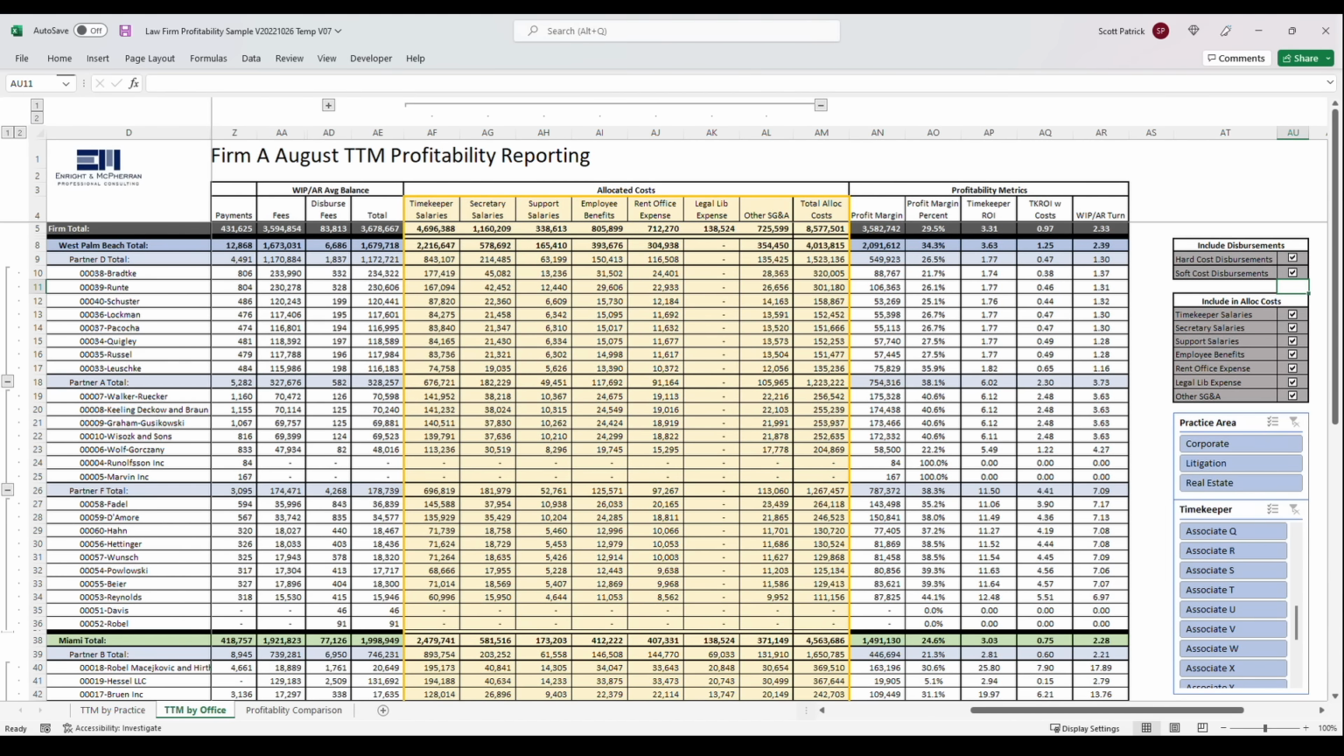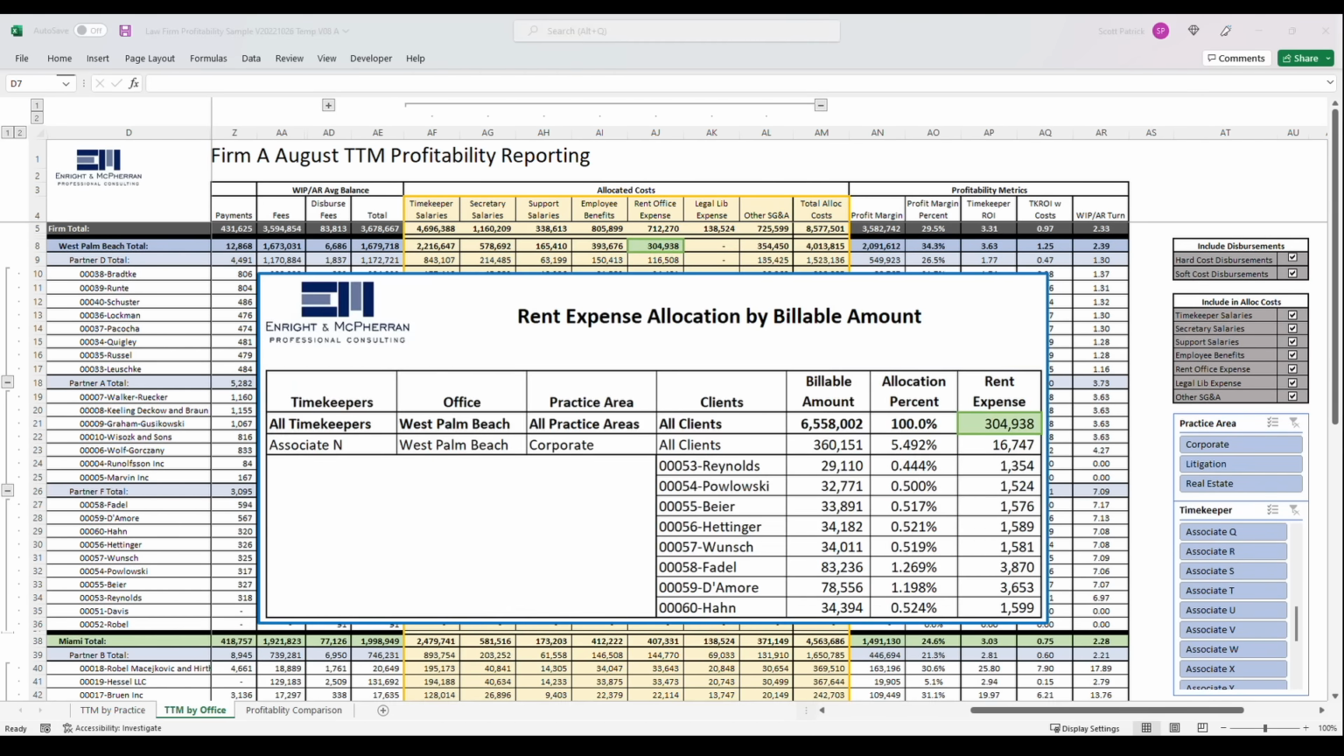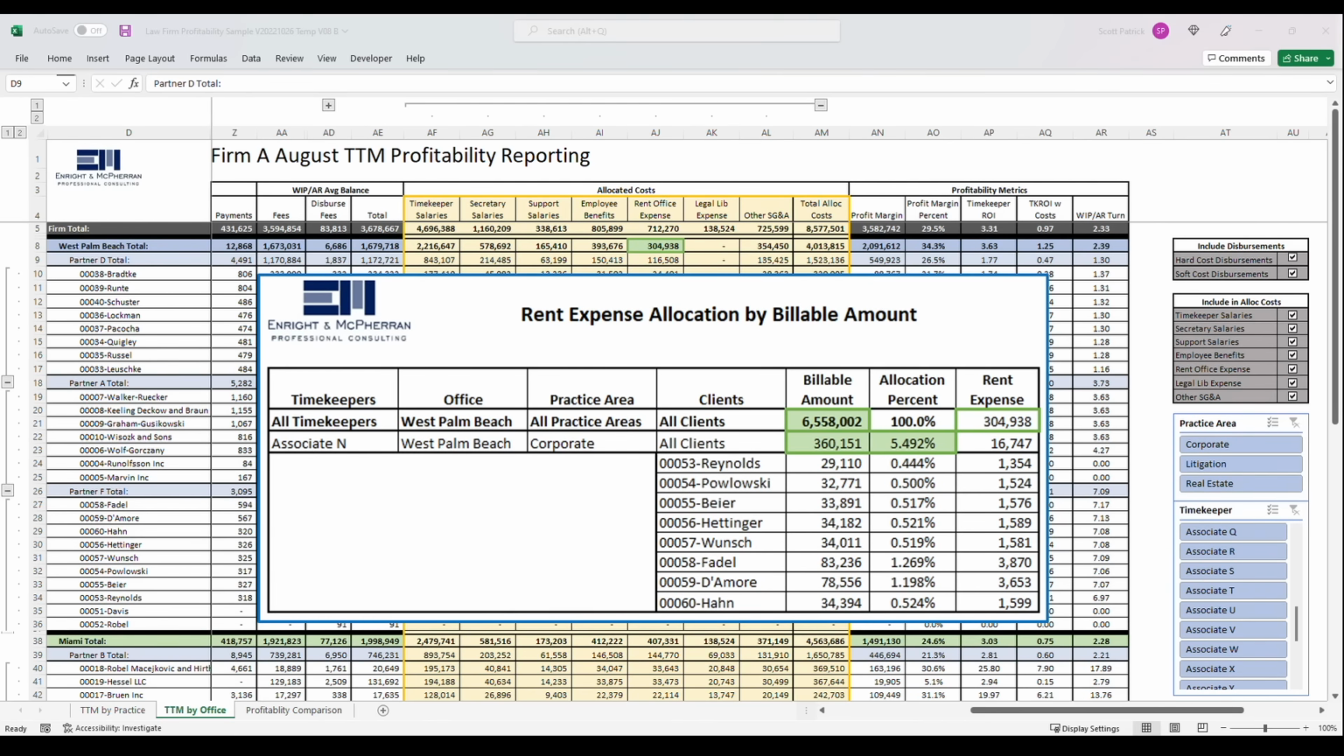We have a script that allocates each expense down to the lowest level of the firm's hierarchy pro rata based on billable amount. In this example, we will show how the West Palm Beach rent expense is allocated to the West Palm Beach timekeepers. The billable amount of $360,151 for Associate N accounts for 5.492% of the total billable amount of $6.5 million.